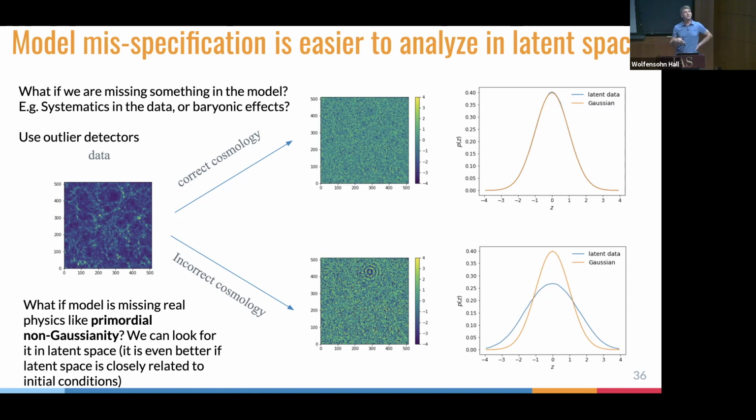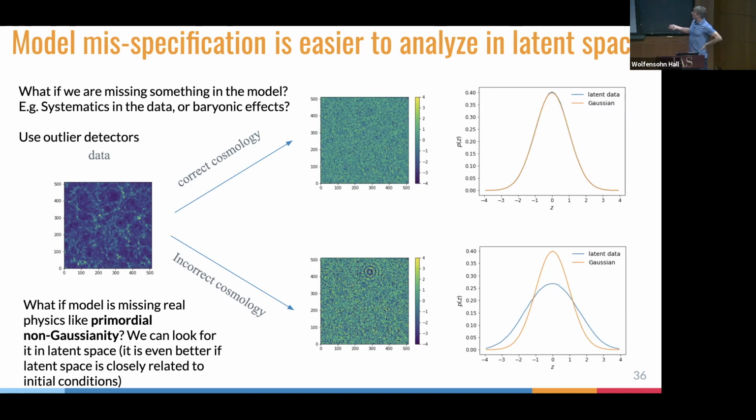The argument I'm trying to make here is that it is sometimes easier to see if the model is misspecified. In other words, if we're missing something in the model, either some important systematic or some important astrophysics like baryonic effects, it's easier to look for these features once you've taken most of the gravitational and maybe most of the galaxy formation effects out, and then you look for these things in this latent space.